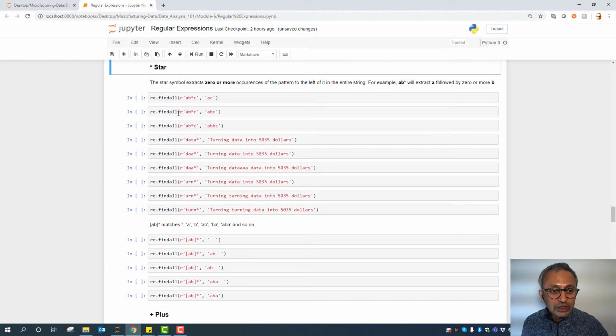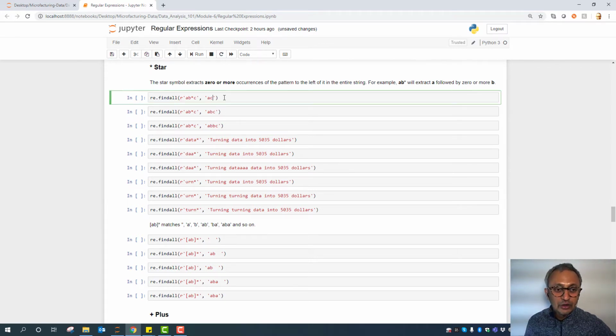The star symbol extracts 0 or more occurrences of the pattern to the left of it in the entire string. For example, to the left of this star is B. So if you give it AC, there is 0 B. So 0 or more occurrences of B. In this case, there is 0 B. AB star will extract A followed by 0 or more B. So it will extract A, it will extract AB, it will extract ABB, it will extract ABBB, and so on. Let's try some of these things.